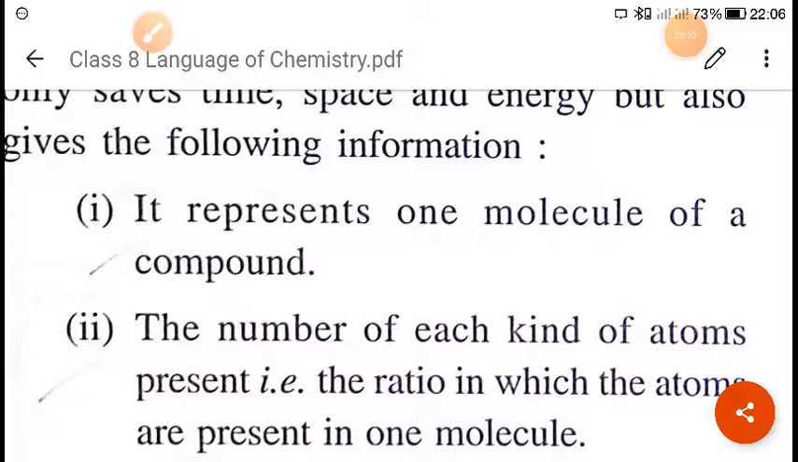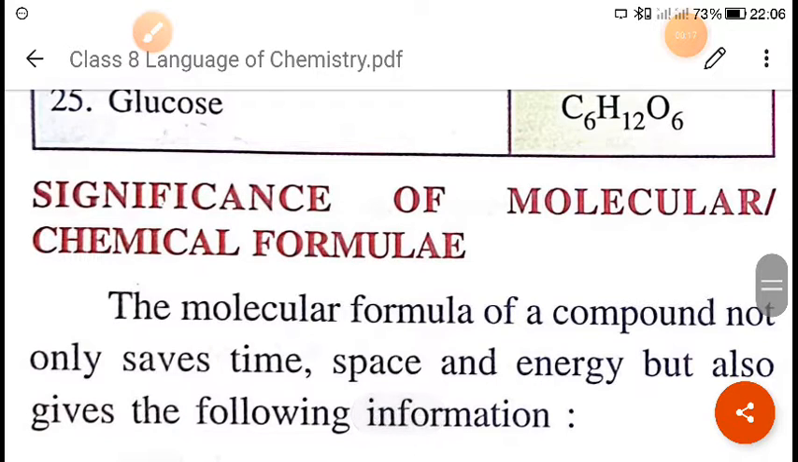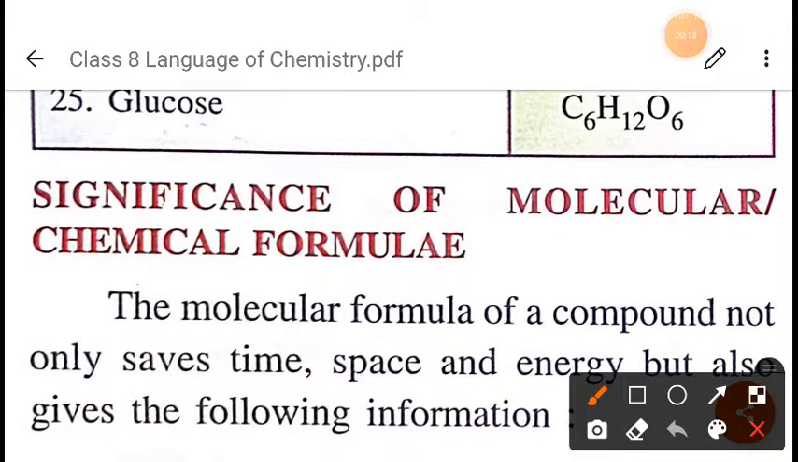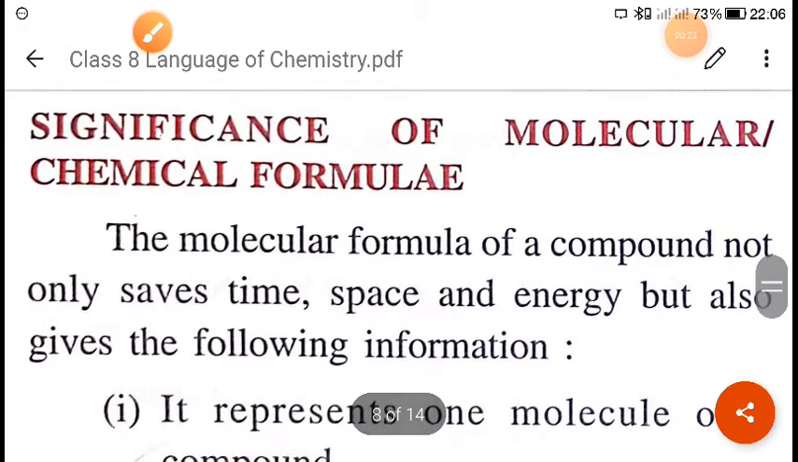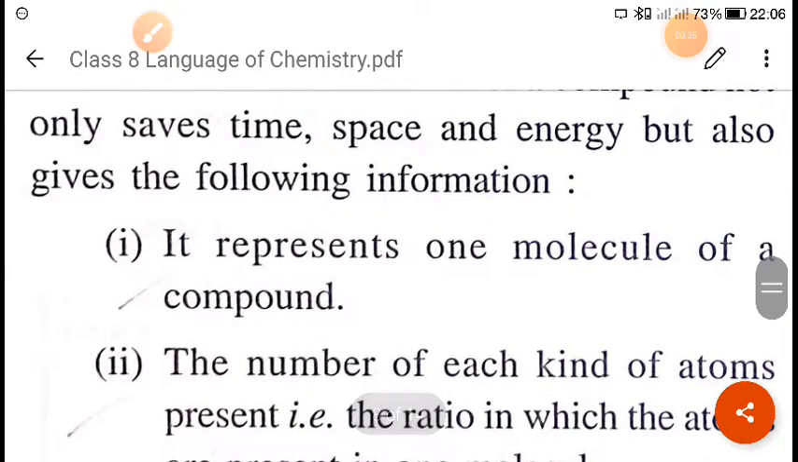In the last class we discussed how to write the chemical formula or molecular formula. Now in today's class we will discuss the significance of the molecular formula or chemical formula. As we discussed in the previous class, the importance was that it saves time, space and energy. Besides this, there are many other uses of the chemical formula.